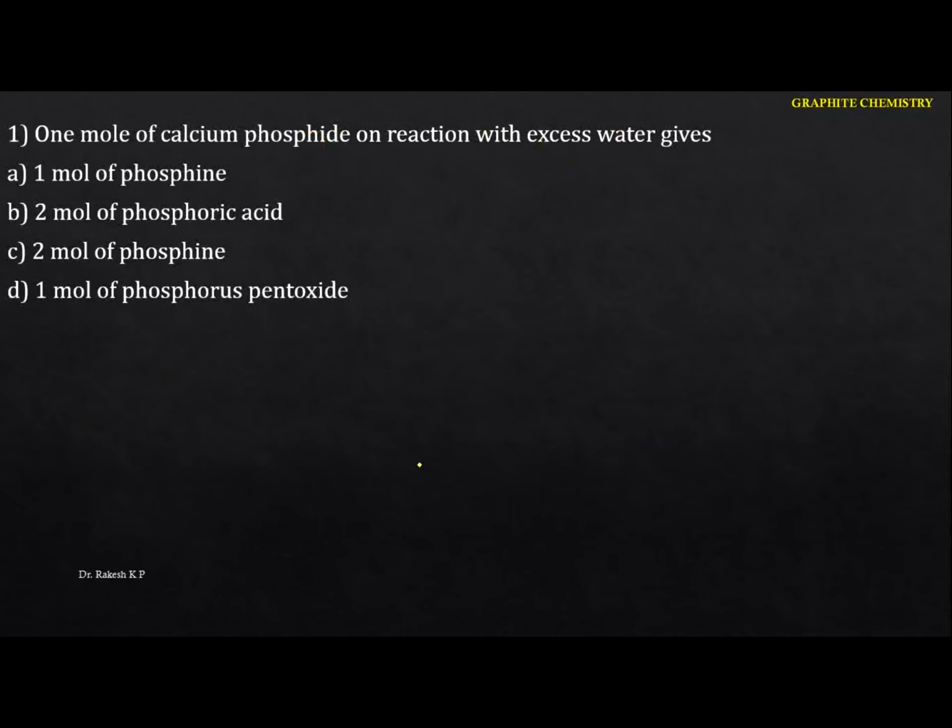1 mole of calcium phosphide reacts with excess of water gives. Now you have to identify what exactly the product you are going to get. The calcium phosphide is Ca3P2. Whenever it reacts with excess of water, in this case we are going to get phosphine, and the byproduct will be calcium hydroxide. Now I am going to balance the equation: here we take 2, here we have 6, and here it will be 3.